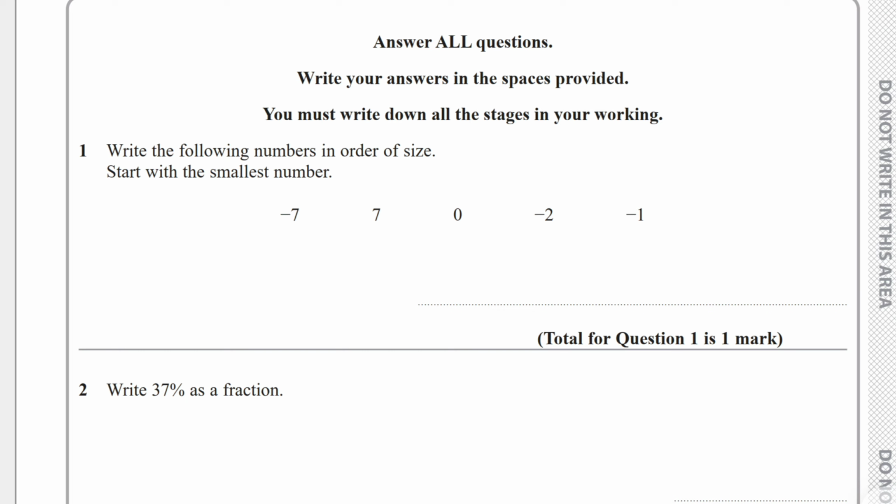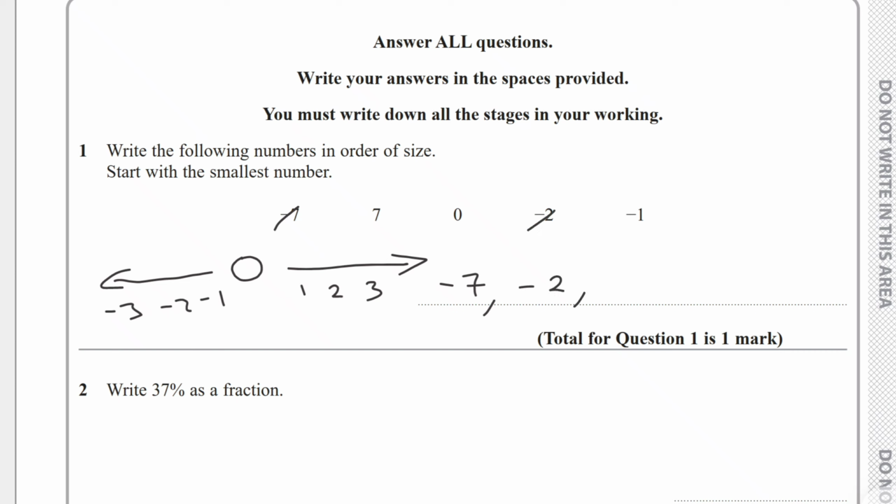On the number line, we need to understand that 0 is at the center. As we move up the number line, the number gets bigger, and as we move down the number line, the number gets smaller. So here we can have 1, 2, 3. Here we can have -1, -2, -3. So what I have here, the smallest is going to be -7. Then I have -2. Then I have -1. Then I have 0. Then I have 7. And we are done.